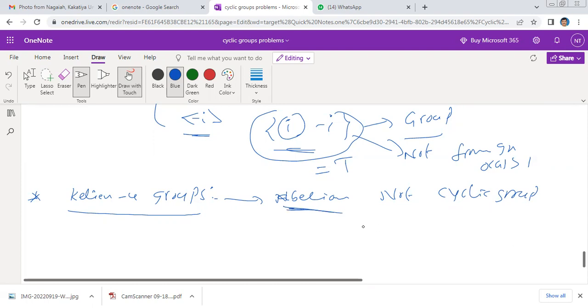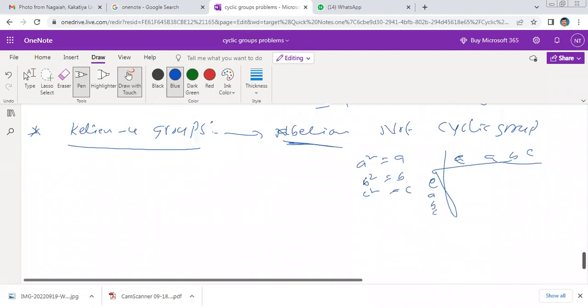What do we have here? a square is equal to a, b square is equal to b, c square is equal to c. How many elements does this consist of? 4 elements: e, a, b, c. Klein 4 groups are abelian but not cyclic groups. I don't want to go into the proofs.